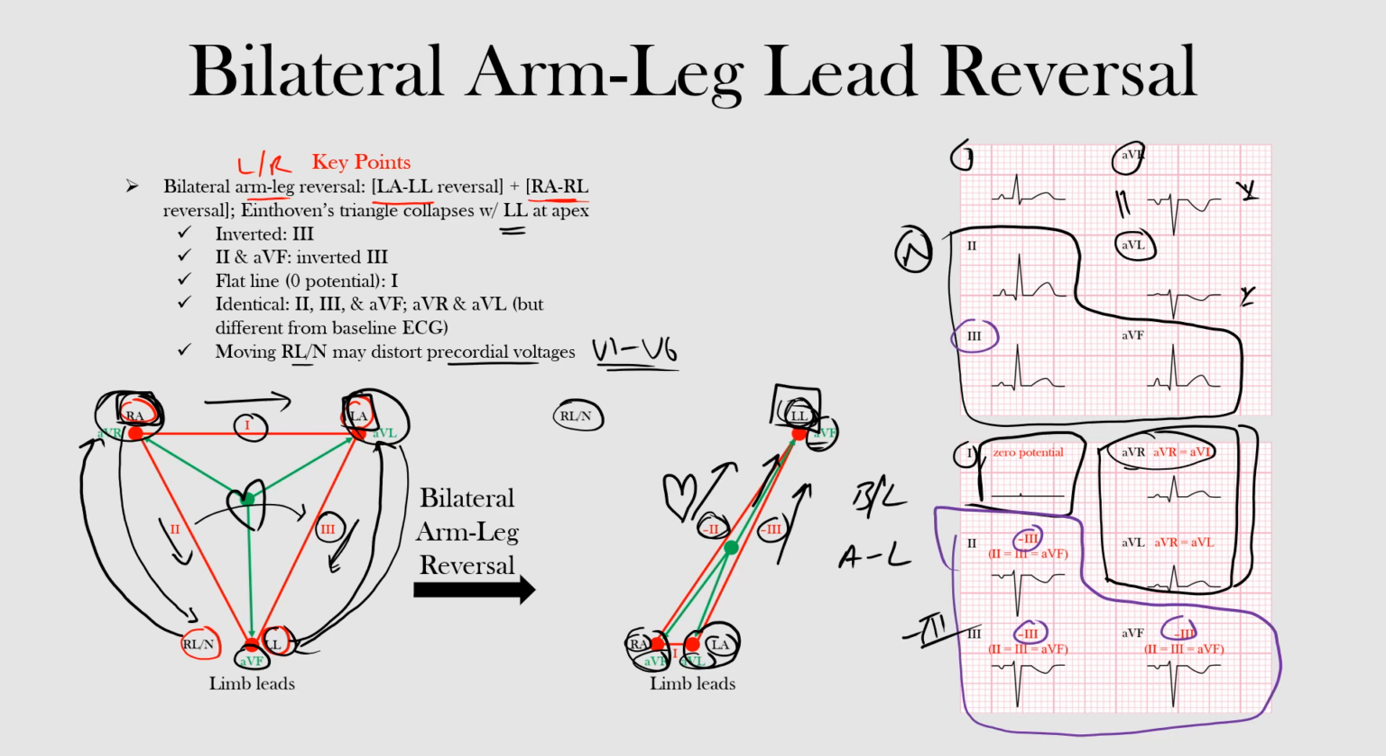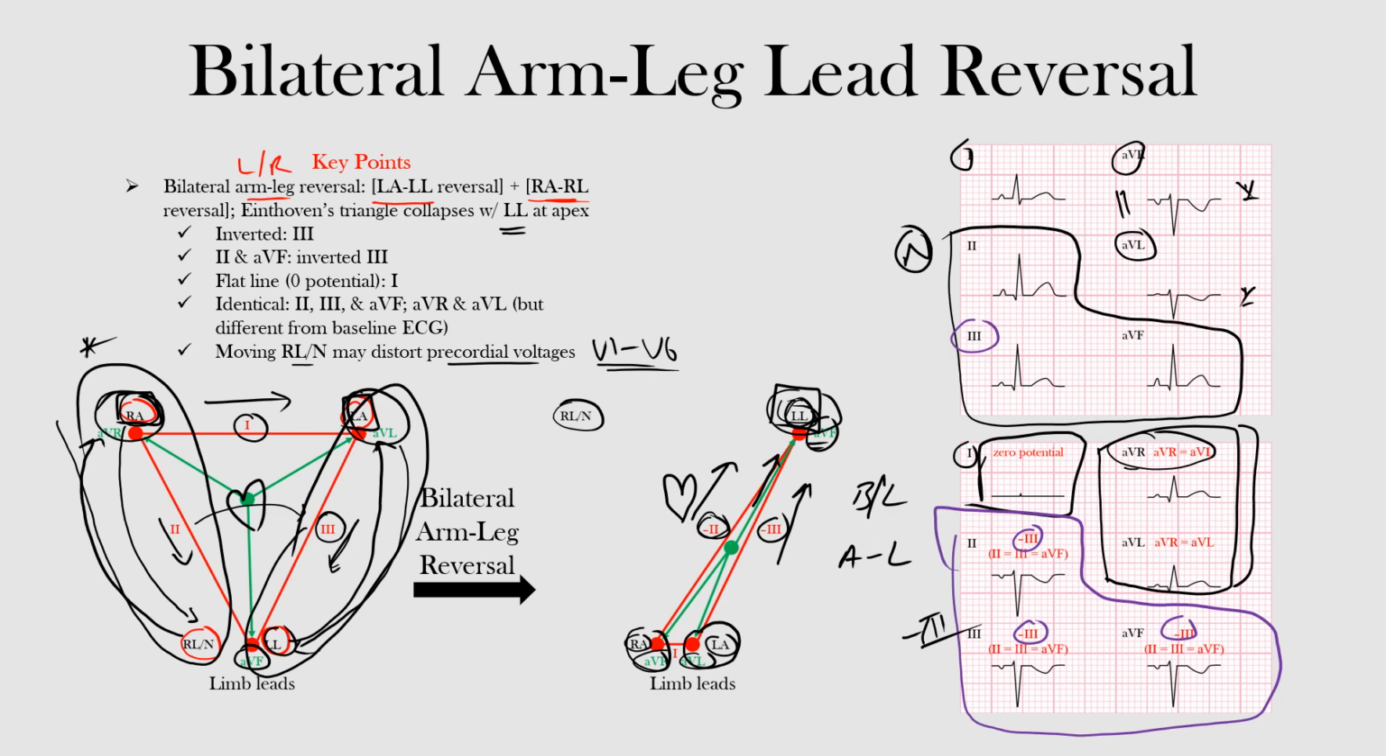So bilateral arm leg reversal, remember what we have going on is the left arm and the left leg are switching places, and we have the same thing happening on the right side, the right arm and the right leg switching places. And because of this, Einthoven's triangle, which we see here in the original one, will now collapse with the left leg at the apex. And remember, lead 3 becomes inverted.